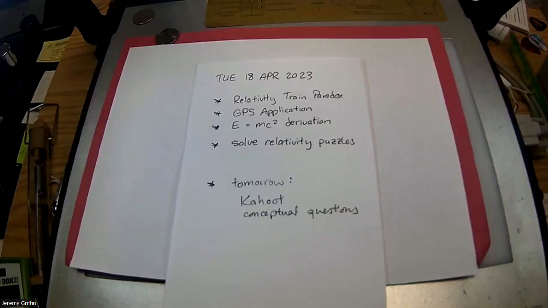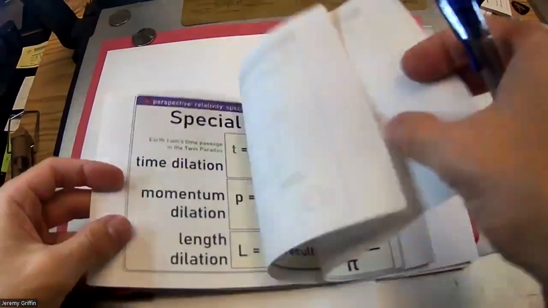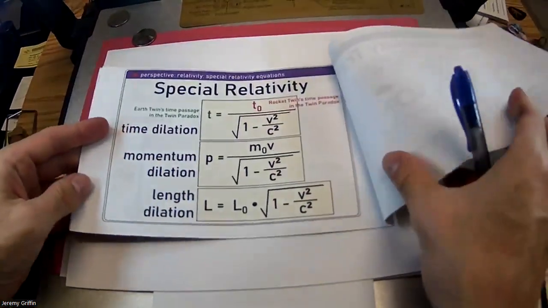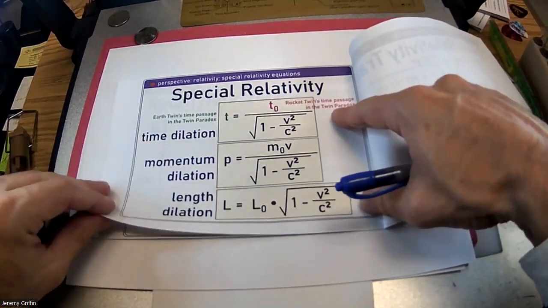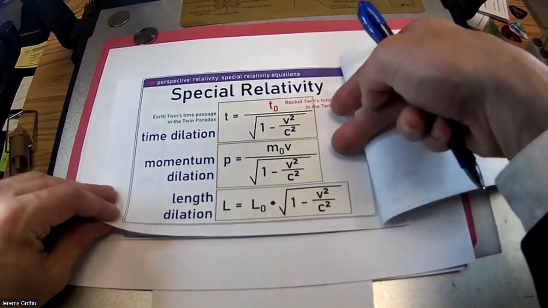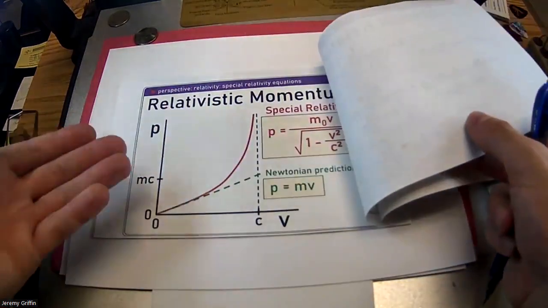All right, recording's re-rolling. One more challenge I was going to throw in for you guys, so let's do this. We're looking at these relativity formulas here. You see the time dilation and momentum dilation are the same format, and the graph looks like this.